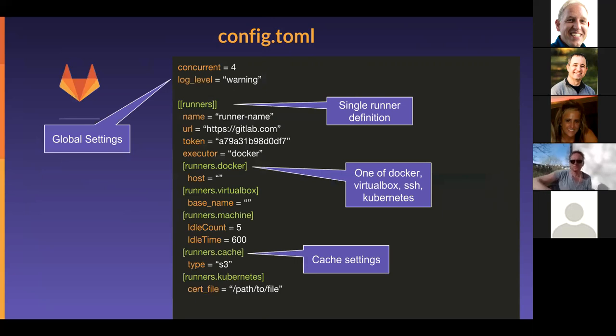And then there's also the runners.cache section that defines where I'm going to put the cache, if not on my local system. So if I want to put it into S3 or something like that, that's where it gets defined. Again, there's great documentation on this. It's called Advanced Configuration of GitLab Runners, if you want to see all the details behind it. I just wanted to demystify this in general.